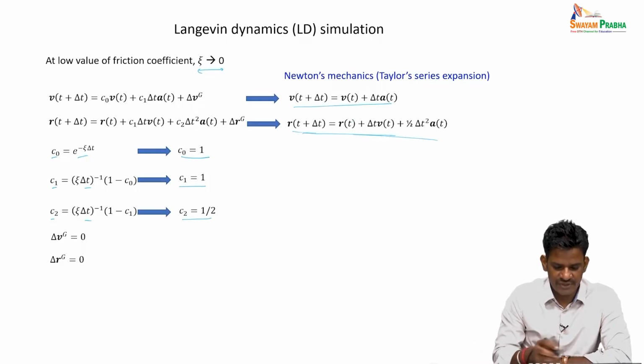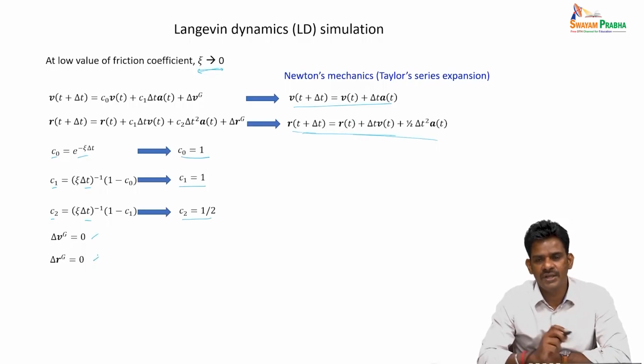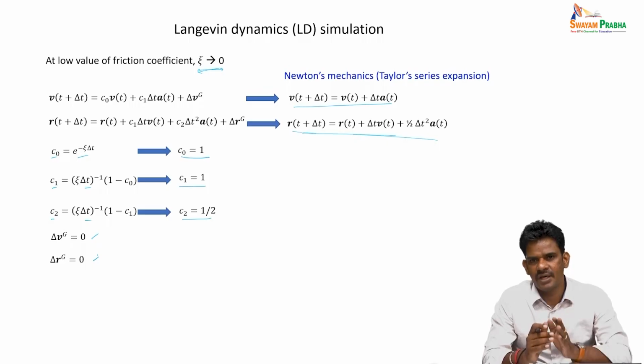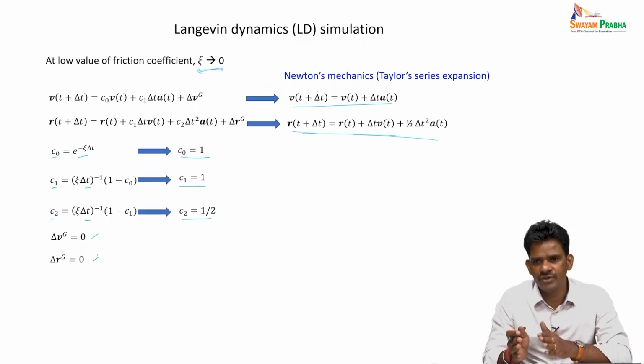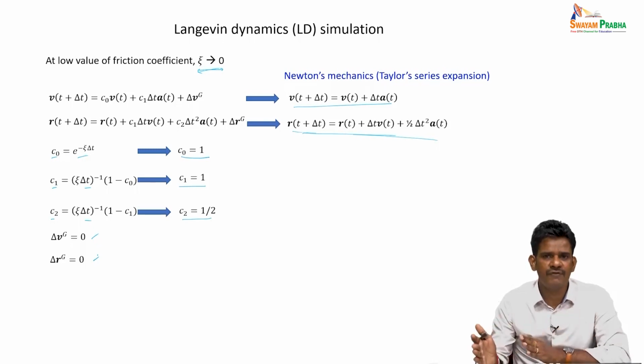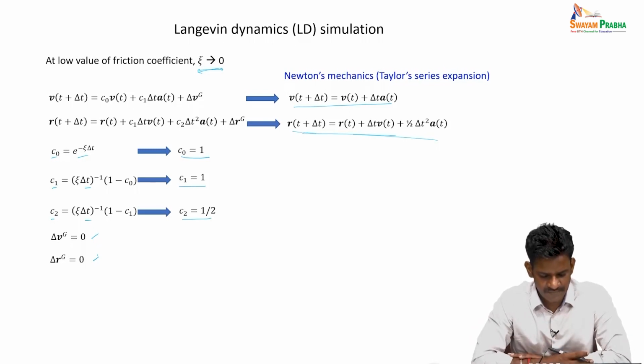And we also see that when eta goes to 0, both the random contributions also go to 0. So this basically tells us that the deviation between the Newtonian mechanics and Langevin dynamics is dependent on how much friction is in the system. Okay, so when you have a very viscous fluid or viscous solvent in the background, we basically move away from Newtonian mechanics to Langevin dynamics.